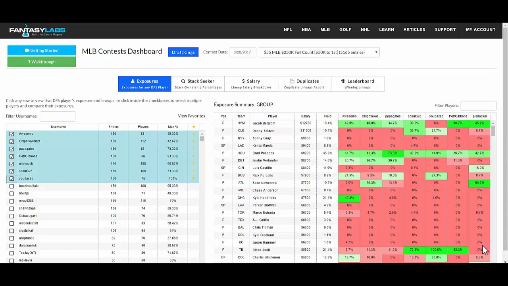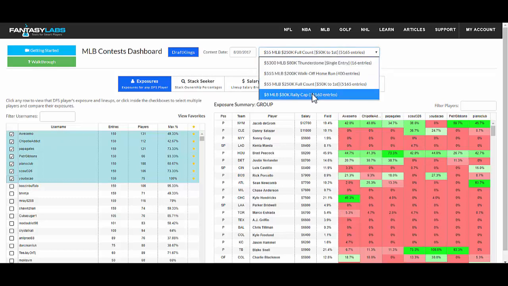I'm at FantasyLabs looking at our new contest dashboard, and just wanted to walk you through this tool and show you how I use it and how I think it's most useful. So the idea behind the page is to really give you information on ownership percentages and lineup combinations in different contests. So we're looking at yesterday's MLB contest from August 20th, and you can see the exposure of every player who's in a specific contest.